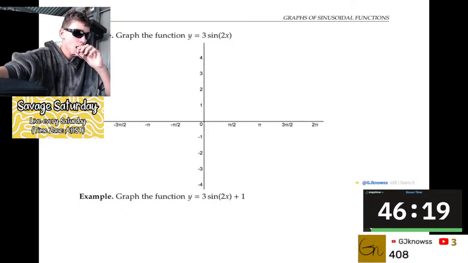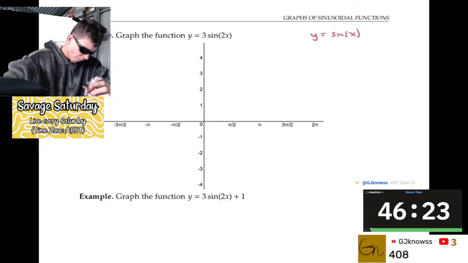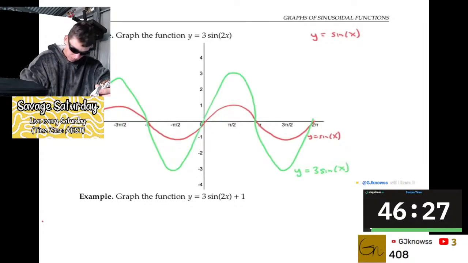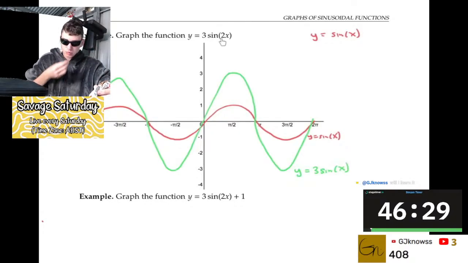Let's start by graphing the function y equals 3 sine of 2x. This function is related to the function y equals sine x, so I'll graph that first. Now the 3 on the outside stretches this graph vertically by a factor of 3, while the 2 on the inside compresses it horizontally by a factor of 1/2.